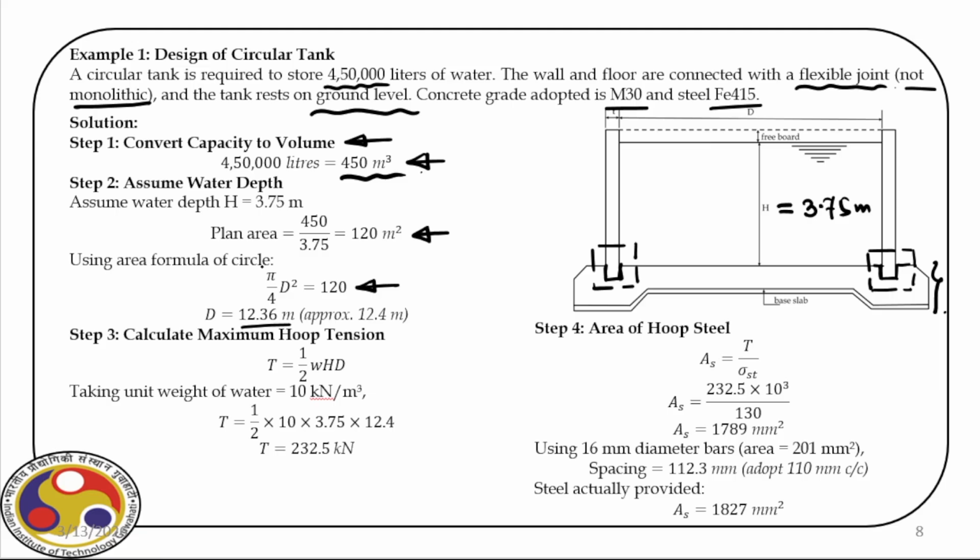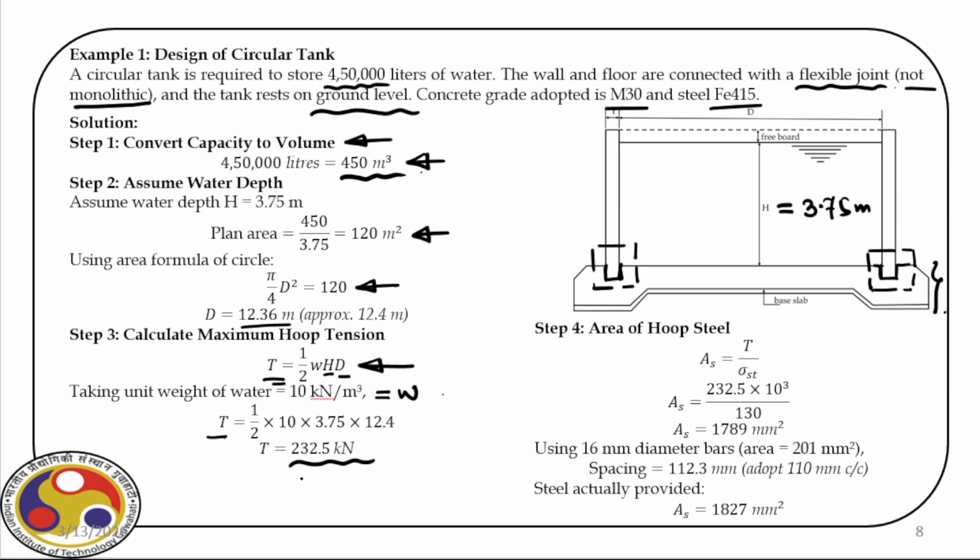Now, once we find out the diameter of the tank based on the capacity of water storage, then next thing is we can find out the maximum hoop tension. And as you can see here, maximum hoop tension is at the bottom, where we have half omega or W times capital H times capital D as the total hoop tension. Now, if you consider unit weight of water, 10 kilonewton per meter cube, this is omega or W. So, the hoop tension we get is 232.5 kilonewton.